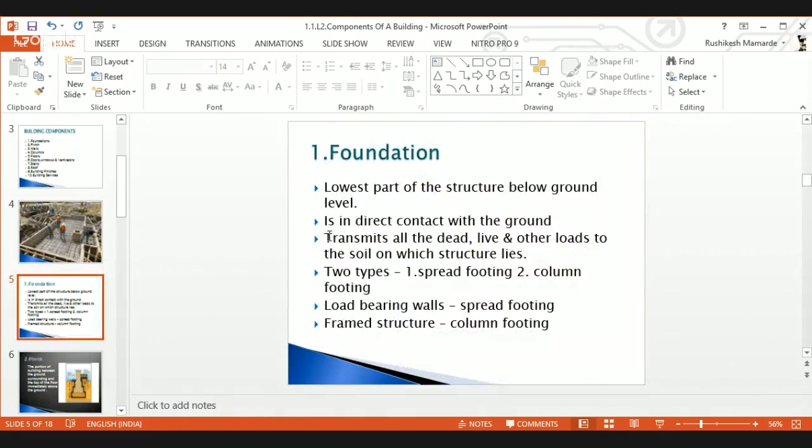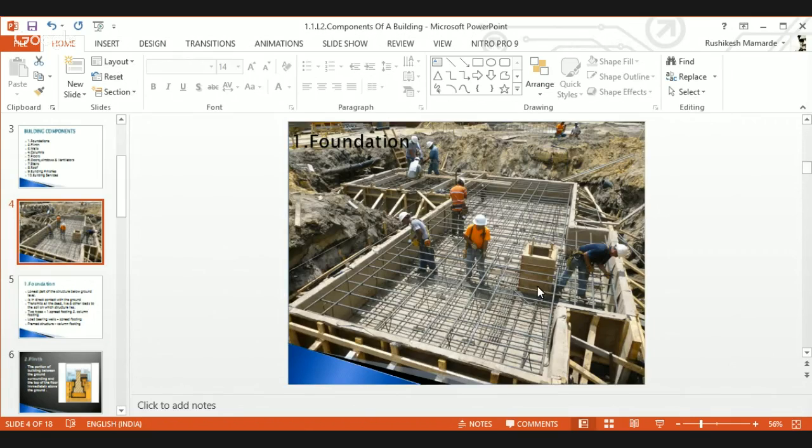Next, it transmits all the dead, live, and other loads to the soil on which the structure lies. So this is the foundation above which the whole structure is going to lie, and it is going to transfer all the live and dead loads. Live means the live people, you and me, all of us, and the dead loads are like walls or chairs or tables or anything we keep in that building. That load is going to be transferred to the soil by this foundation.